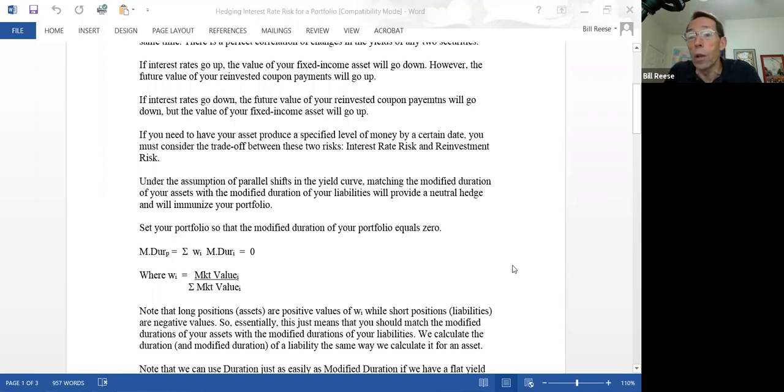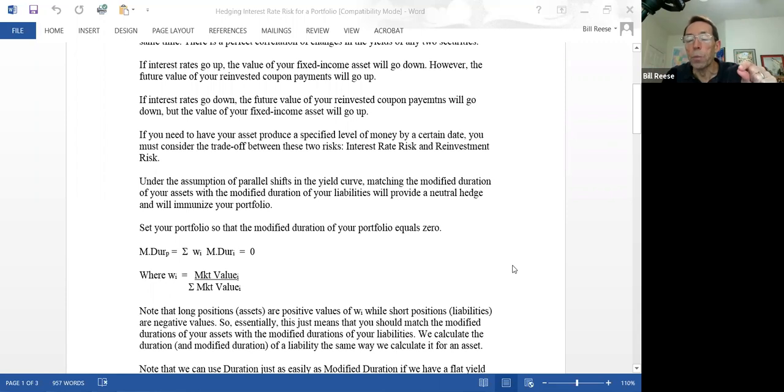And frankly, this is what most practitioners do. Unless you really need to be precise on this thing, you set it up so that the duration of your assets is equal to the duration of your liabilities. Now, as I said, technically, this will only work exactly if we have the same market value of our assets as we do our liabilities, if the yield curve is flat, and if it will only move in parallel shifts. So long-term interest rates are equal to short-term interest rates.